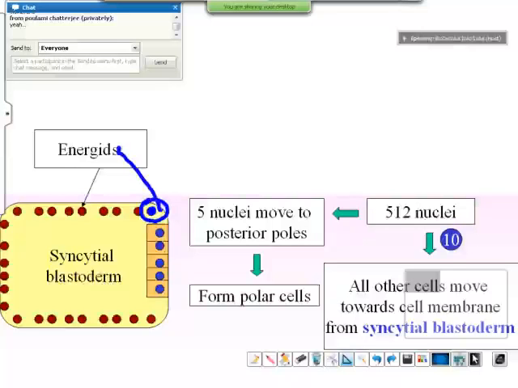Okay, so what is energid? Energid is the nucleus plus the local cytoplasm. Now, in that local cytoplasm, what is present and why is it different from the other cytoplasm? In that particular area, you will see a lot of microtubules and microfilaments.